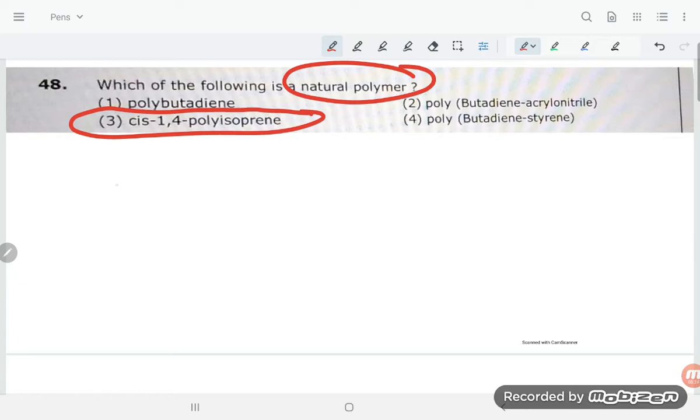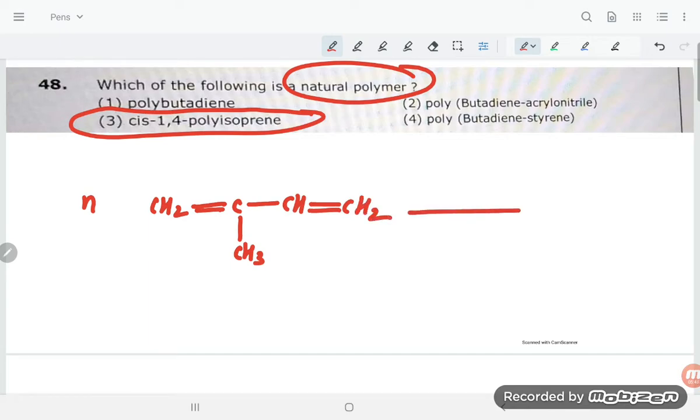Okay, so here you can see that is n molecules if you are taking, and this n molecule, how you can draw, students, see. Here is CH2 double bond, here will be CH3, and here is CH, double bond CH2. Okay, this is going to undergo polymerization. It is going to be polymerized.